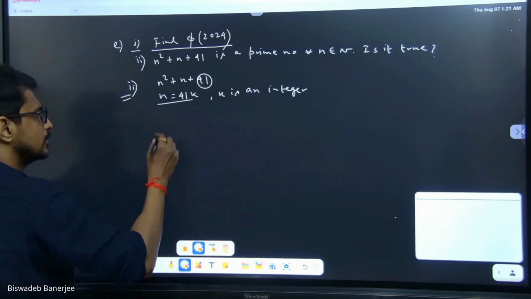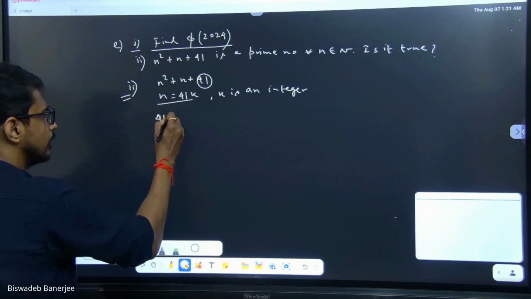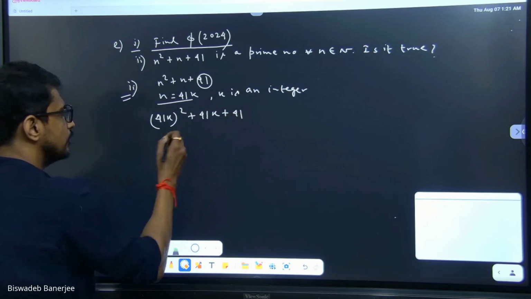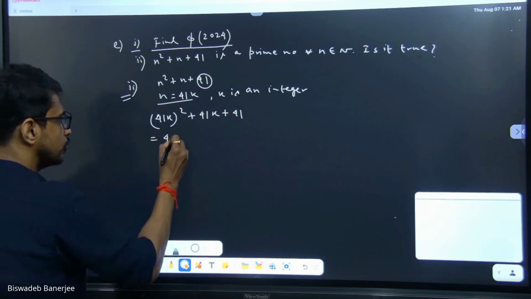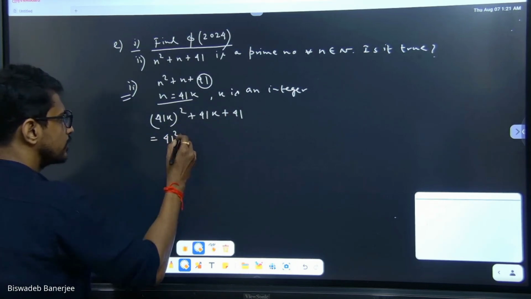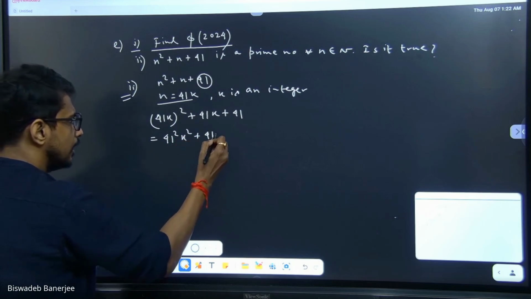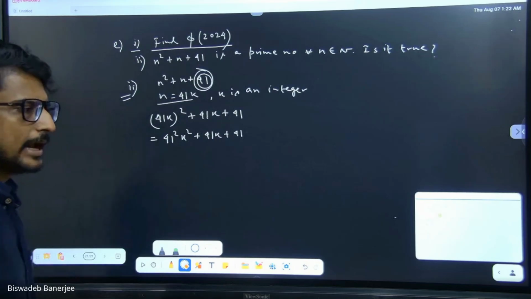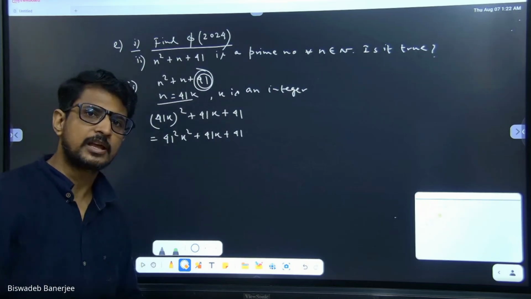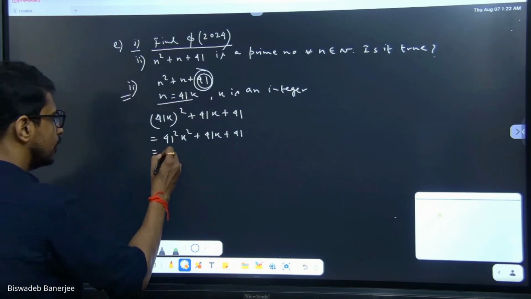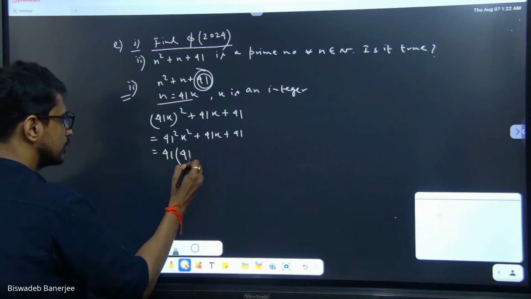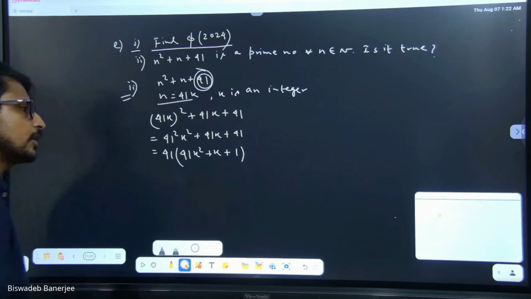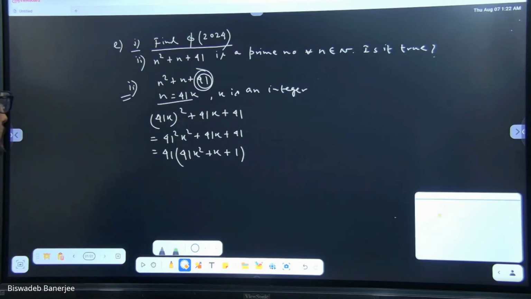Then this is my 41k whole square plus 41k plus 41. This will give you 41 square into k square. I again repeat why I am putting 41: because here there is a 41 and this 41 is a prime number. That is why I have taken n equal to 41. Now take 41 common. This will be 41 into 41k square plus k plus 1. Okay, done.